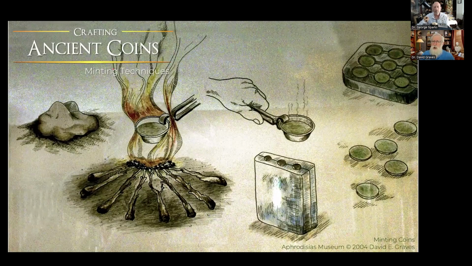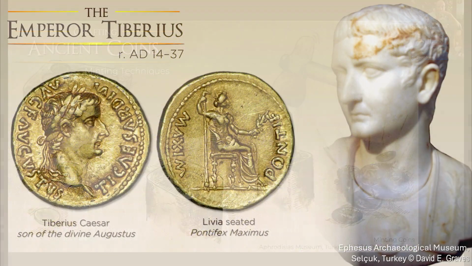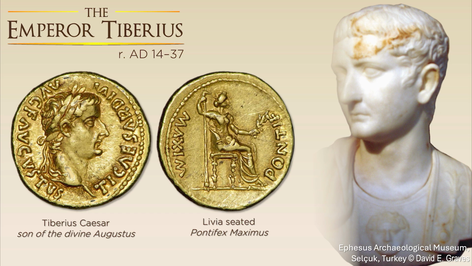So here we have a fire where you heat up the metal and you pour it into the mold, and then you hammer the blanks that you make with the mold, putting the face of the emperor on the surface of it. Remember, Jesus said, "Give unto Caesar what is Caesar's." So here we have what he's talking about. So that's my quick overview of coins and how they were struck, not really minted.